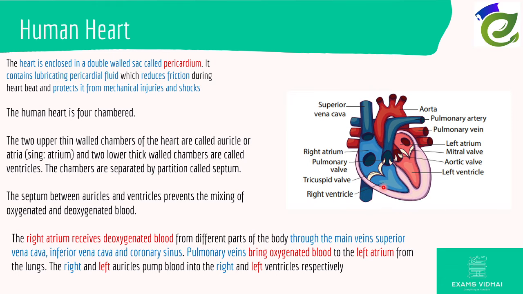The right atrium, that is this one, receives deoxygenated blood from different parts of the body from the superior vena cava and inferior vena cava. And the pulmonary veins, these are the pulmonary veins, bring oxygenated blood from the lungs to the left atrium, that is this part, then to the left ventricle and on to the aorta and to other organs. The right and the left auricles pump blood into the right and the left ventricles respectively.